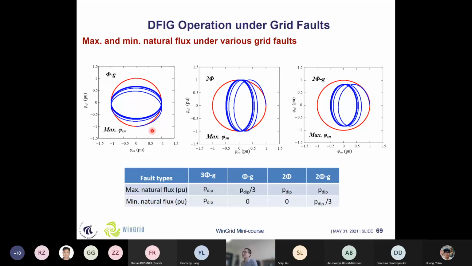So for the single phase, we can see that if the fault happens at this condition, it will induce up to 1 over P dip over 3, this value of the maximum natural flux. And if this fault instance, for example, happens here, then the minimum natural flux will become 0. And similarly, we can see the case for these line-to-line voltages. Depending on the fault's time instance, we can determine what is the maximum and what is the minimum natural flux that will be introduced by the different asymmetrical grid faults.